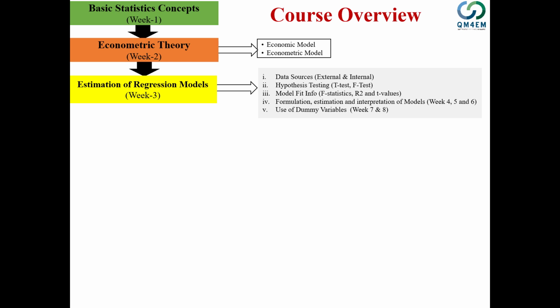Formulation refers to defining the economic model, in which we identify the explanatory variables and the dependent variable and its functional form. Then we go for the estimation part, which is the econometric model. So econometric modeling is the second step. We go for the estimation of it, and then the interpretation. Once you formulate it and estimate it, the next step is the interpretation, and that's the most important one.